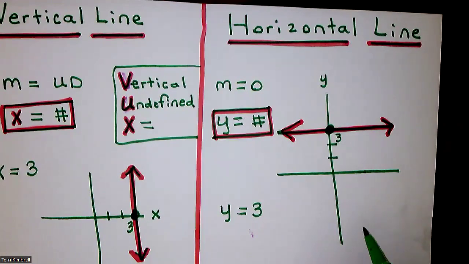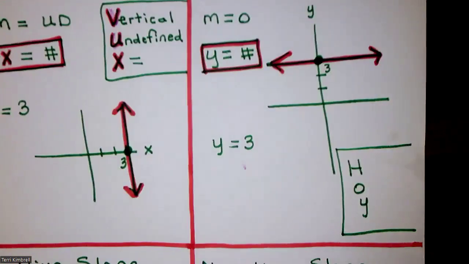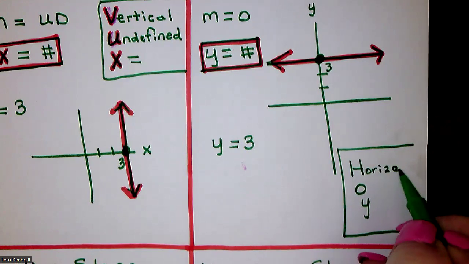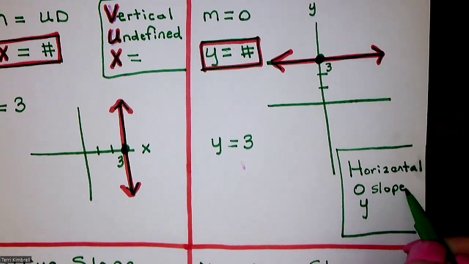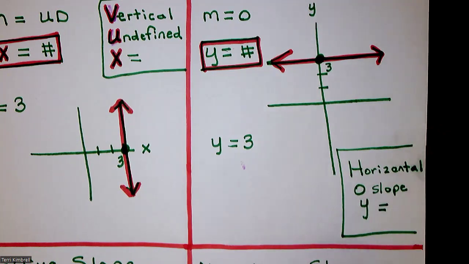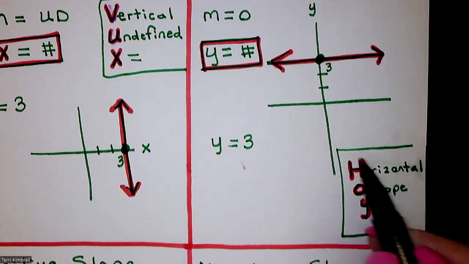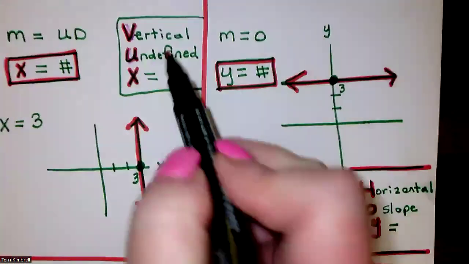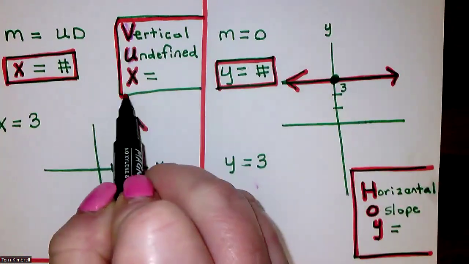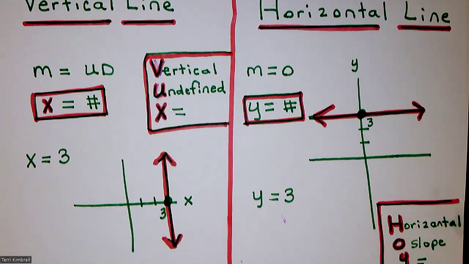Okay, now to remember that one would be HOY. That would be a little acronym. So H stands for horizontal. It has a 0 slope. And it is y equals a number. So that would be HOY. So if you only have one variable, it's either going to be horizontal or vertical. So just looking at one variable.